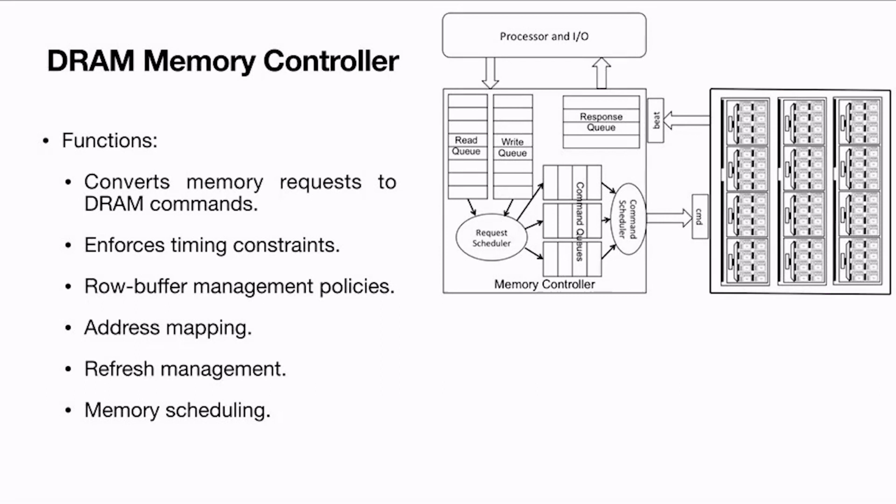As I mentioned previously, at regular intervals we have to refresh the DRAM cells, otherwise the data will be lost, and that is handled by refresh management methods. And finally, we have schedulers which select the request from the read queue, write queue, and similarly the command queues. That is memory scheduling. These are the six major functions provided by a DRAM memory controller. By the way, the memory controllers these days in modern processors are on the chip, so that the memory controller can work at the processor frequency.